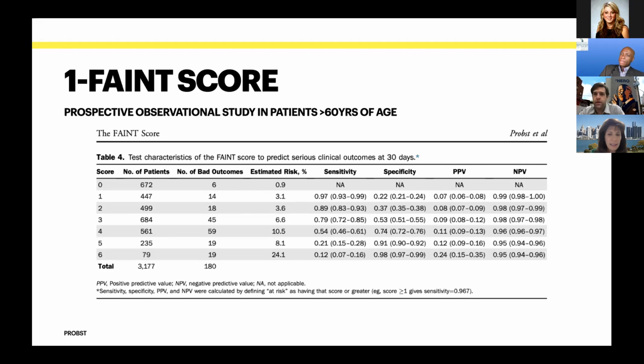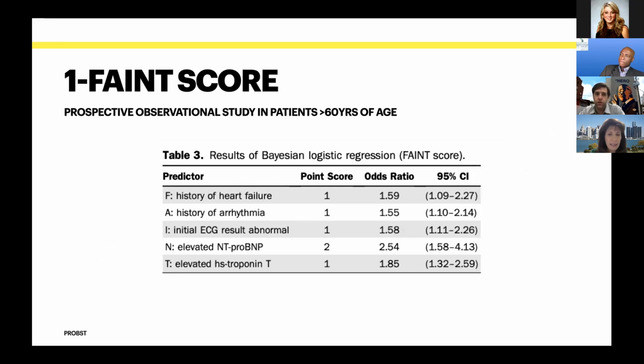So the obvious thing is this needs more validation before it can be widely distributed. But the thing I take away from this is, patients with a FAINT score of 0, so no history of heart failure or arrhythmia, and a normal workup in the ED, maybe these are people that can be sent home and don't necessarily need to go to the OBS unit for the gold package or the platinum package of stress and echo and tilt table and all that stuff. So more to come on that, but it's definitely interesting when you see that.